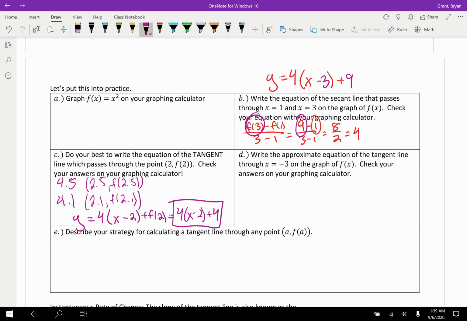Now, what we're going to do quickly is I would like you guys to try writing a tangent line that passes through -3 and see what you can do. Once you are comfortable with it, unpause and I'll take you through my steps as well. Then we can finish this off and you can be on with your merry day.